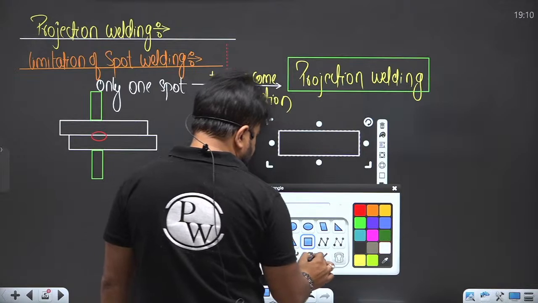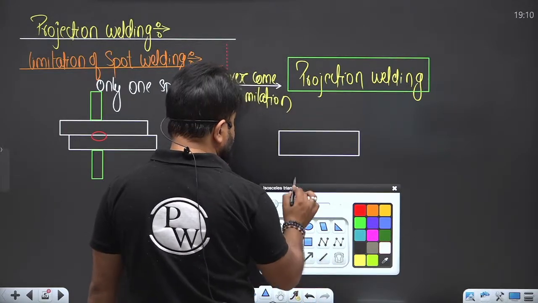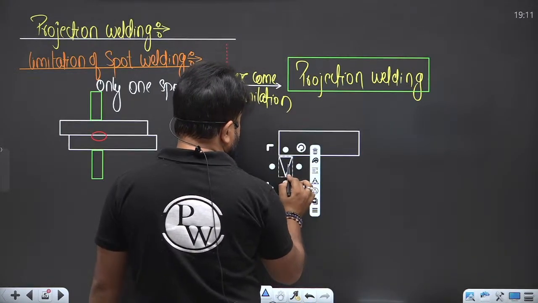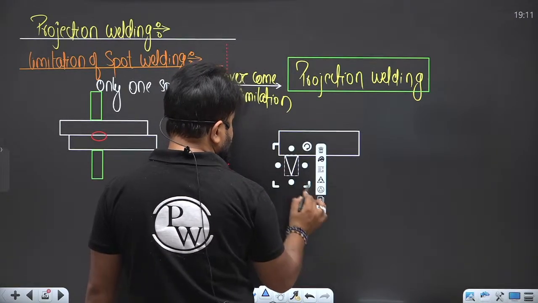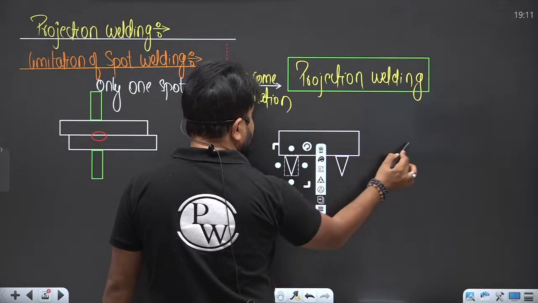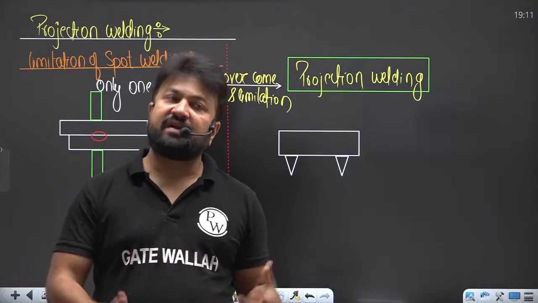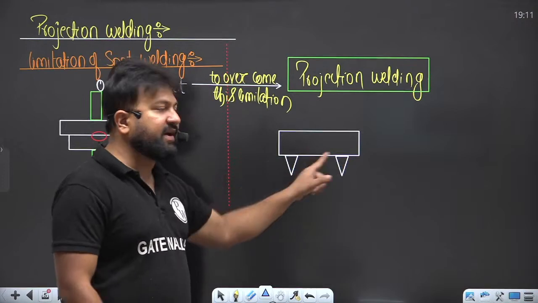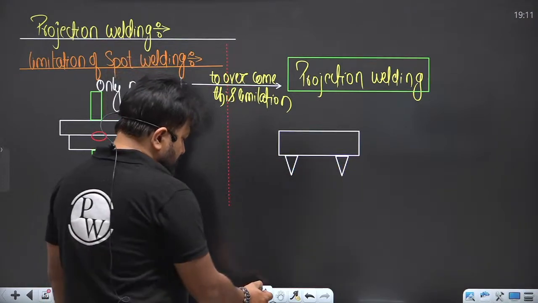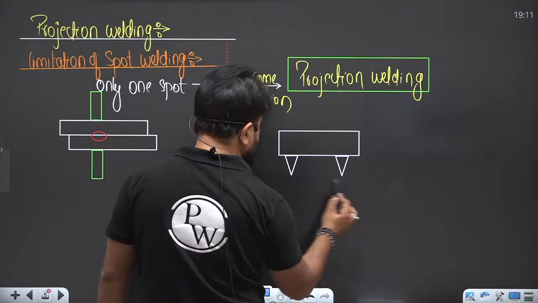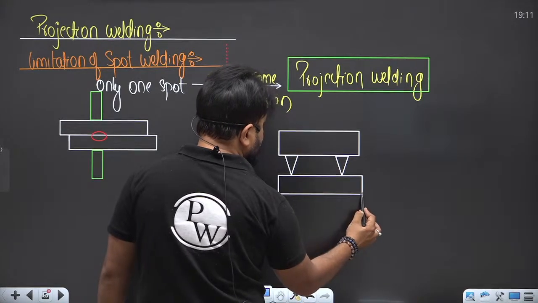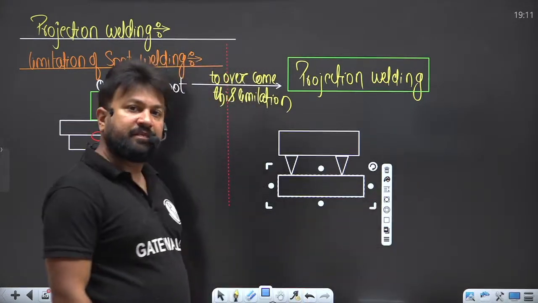Now, there will be some projections. Let me show you. There will be some projections like this. These projections are made by some machining or some casting on this plate, right? Now, another plate is going to be placed over the first plate.